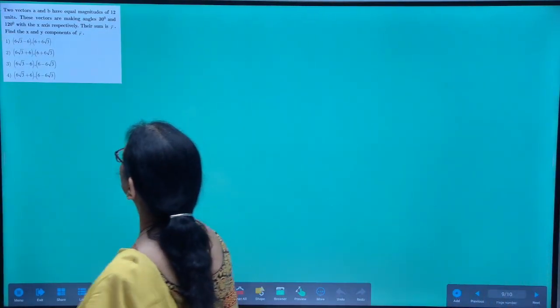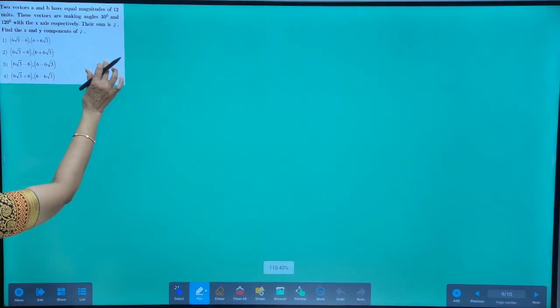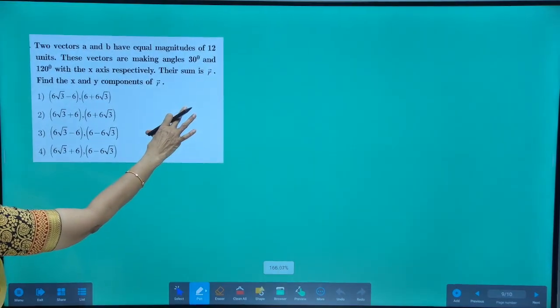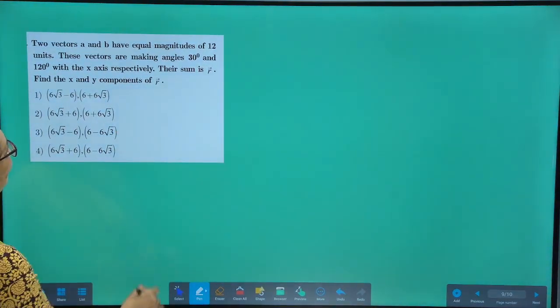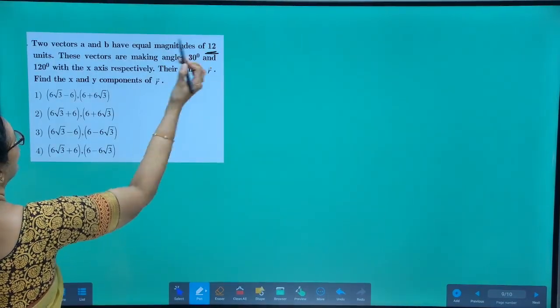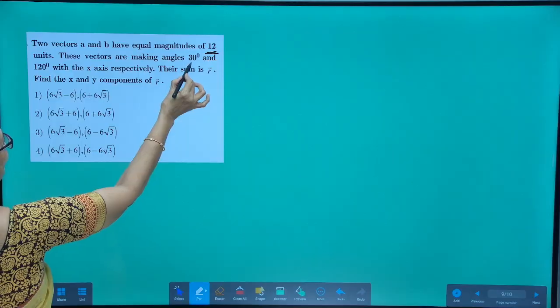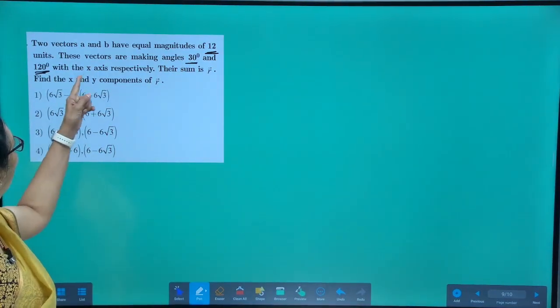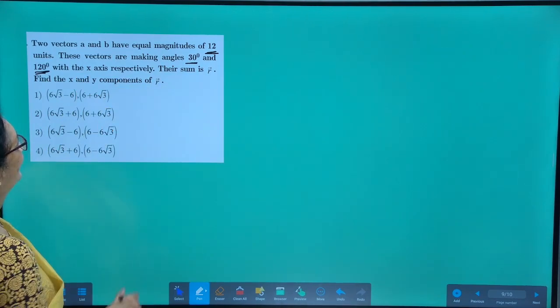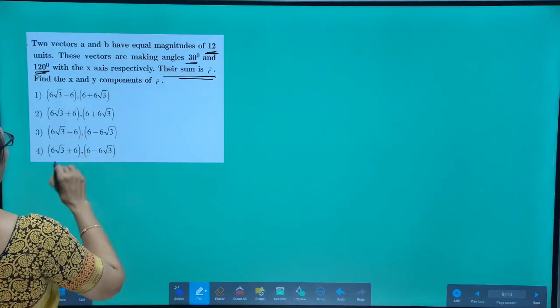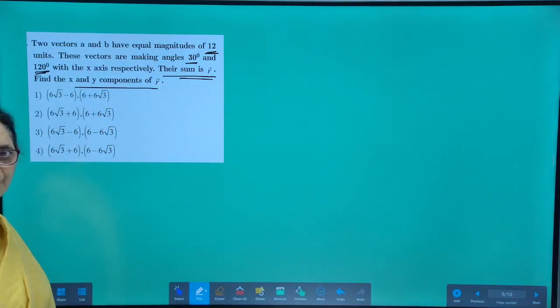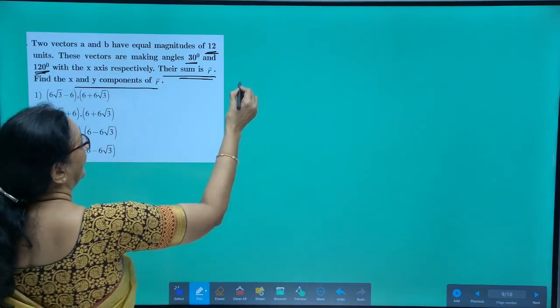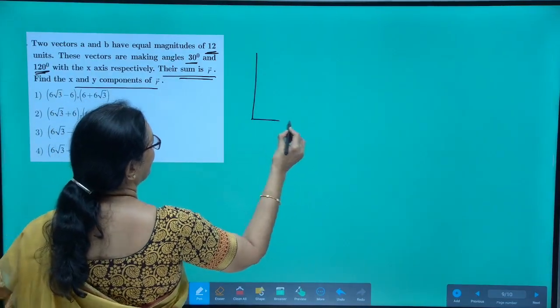Look here. Two vectors A and B have equal magnitudes of 12. These vectors are making angles 30 degrees and 120 degrees with x-axis respectively. Their sum is r bar. Find x and y components. Look here. First, I am writing the two vectors here.